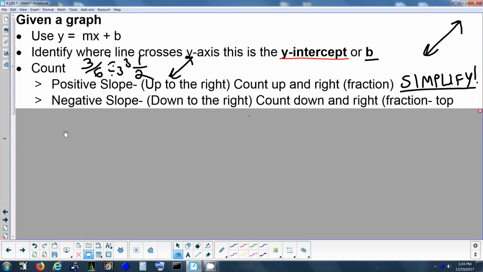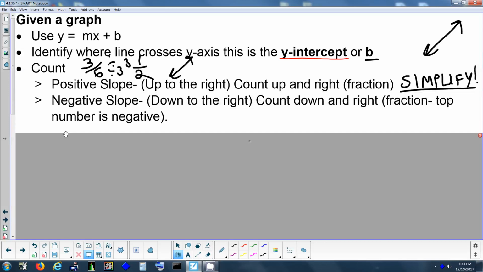So negative slope, we're going to count down. Right? So count from the point that's on the top, down, to where you get to the line where the other point is. Stop once you get there. That's your top number. Then count right. However many you go to the right, that's your bottom number. Same rules apply. All right? Simplify. You have to simplify.